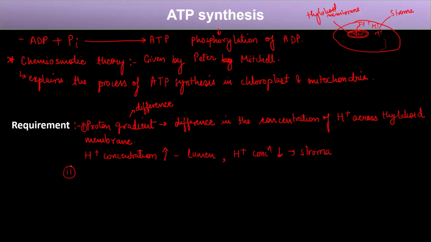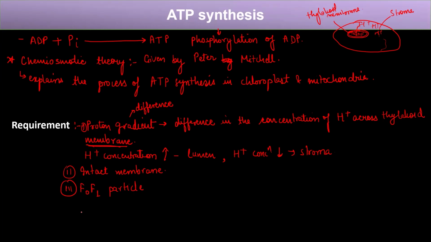Now, the second requirement of ATP synthesis is, of course, the intact membrane. Because this proton gradient is created across the membrane, right? So the second requirement is an intact membrane. Because if there will be no membrane, there will be no proton gradient, right? And then the third requirement is a special particle known as the F0 F1 particle. About this, we will study in the upcoming slide. But for now, remember that the F0 F1 particle is required for the ATP synthesis. Okay. So these are the requirements.